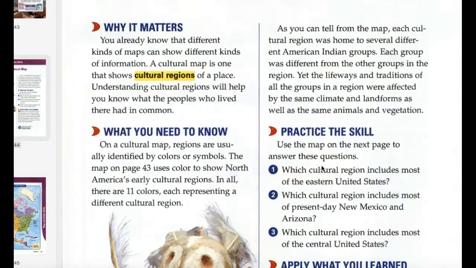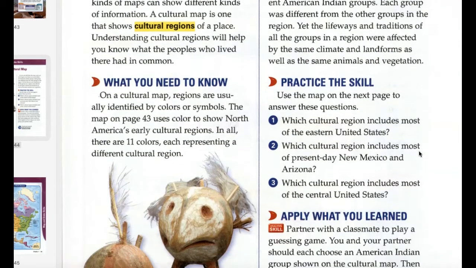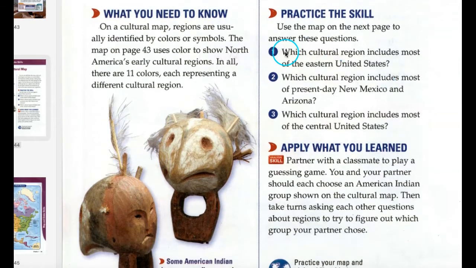As you can tell from the map, each cultural region was home to several different American Indian groups. Each group was different from the other groups in the region. Yet the life ways and traditions of all the groups in a region were affected by the same climate and landforms, as well as the same animals and vegetation. So here are 3 questions to try when you have your own book to look them up.